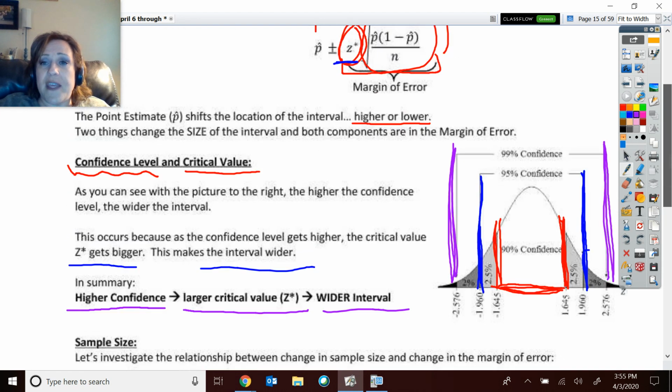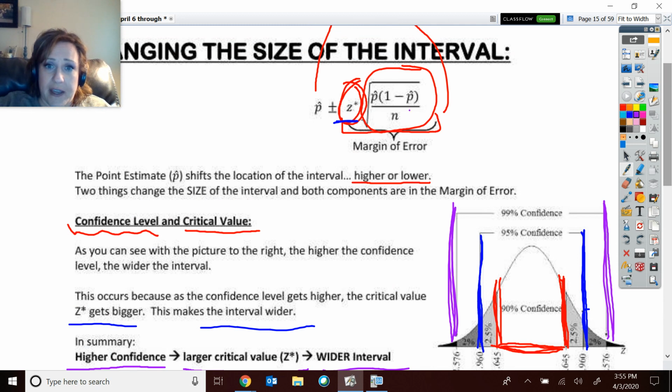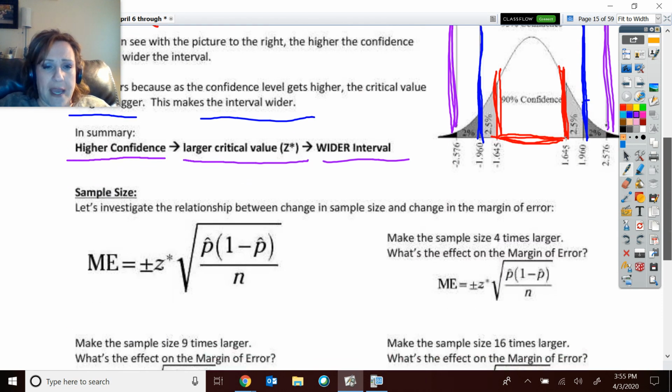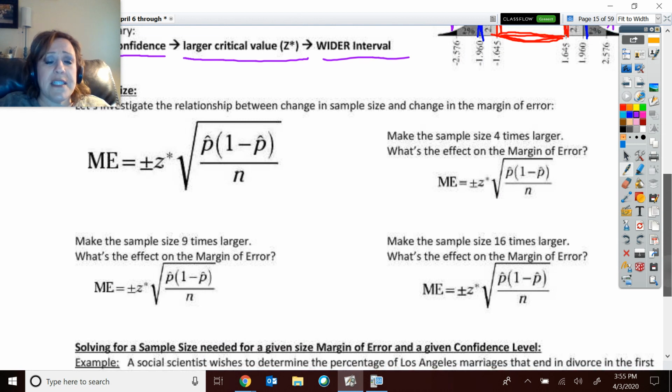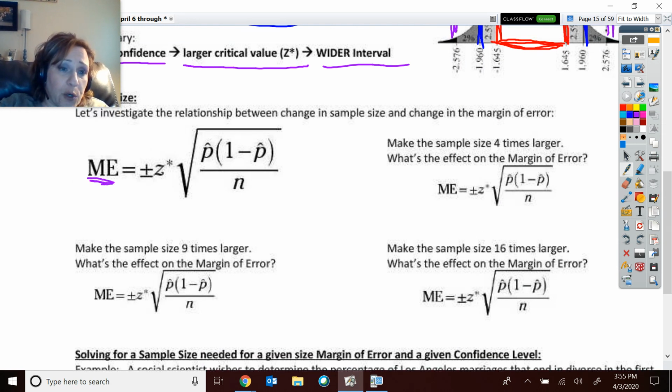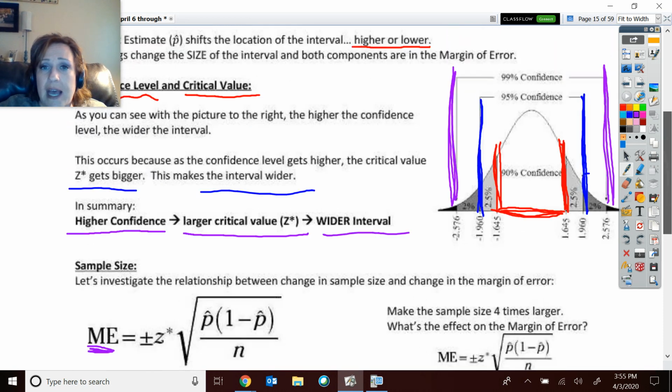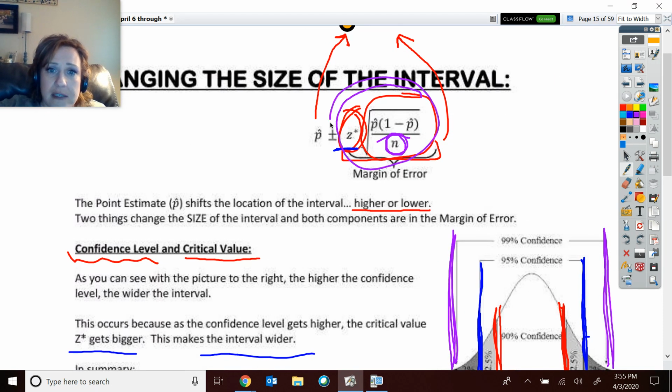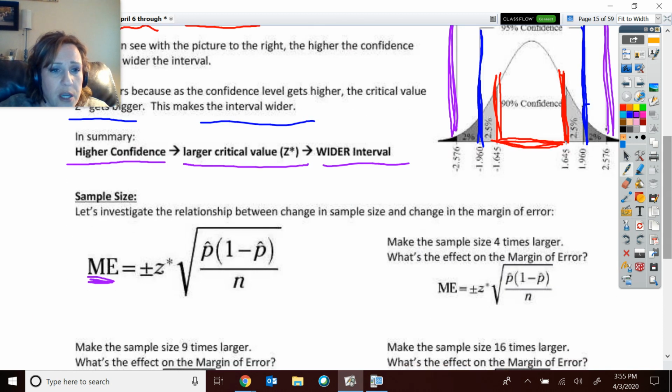Okay, the other thing that has an effect that you can control, the other mechanism you can control, is your sample size. So let's take a look back at that. Since our margin of error, if I just took that part and broke that part out of the formula, I just said, let me just focus on this: margin of error equals Z star times that standard error. And that's what I'm showing here.